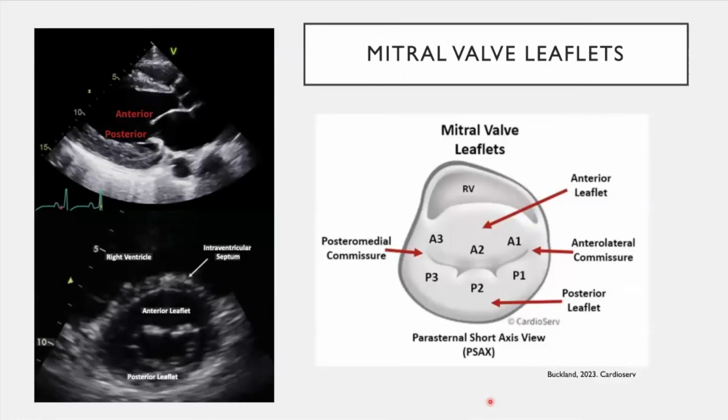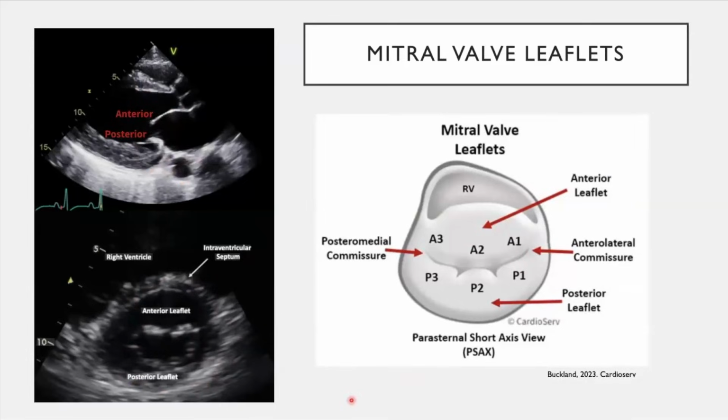Looking a bit closer at the mitral valve leaflets, I know this may be a review for most, but just to set the stage. Here on the left, we have transthoracic images of a parasternal long axis view at the top left, where we can see the anterior mitral valve leaflet on the top and the posterior leaflet on the bottom. And then if we turn to an orthogonal view looking at the short axis, we can see the anterior leaflet on top and the posterior leaflet on the bottom.